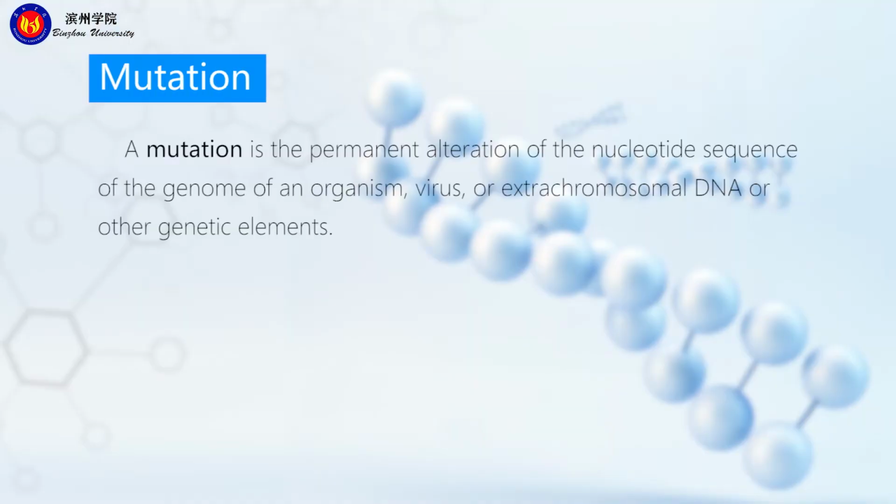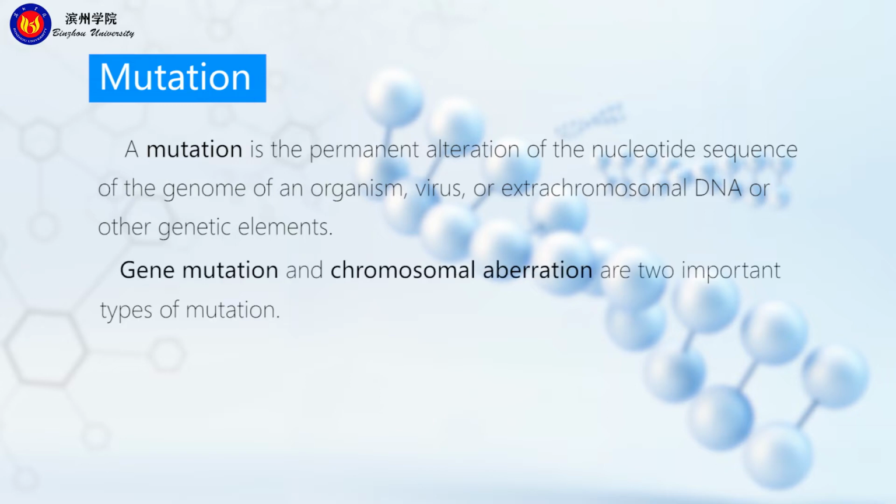A mutation is the permanent alteration of the nucleotide sequence of the genome of an organism, virus, or extrachromosomal DNA or other genetic elements. The gene mutation and chromosome aberration are two important types of mutation.